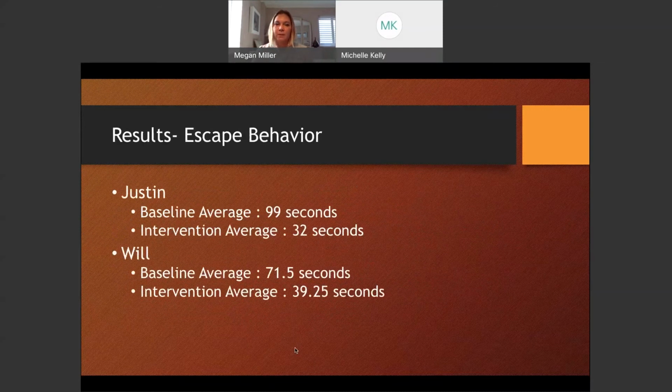Okay, so these are the results from the study. Justin's baseline average of escape was 99 seconds in a 5-minute sample. His intervention average was 32 seconds, so there was a big difference there. For Will, 71.5 and then 39.25. So again, another big difference.